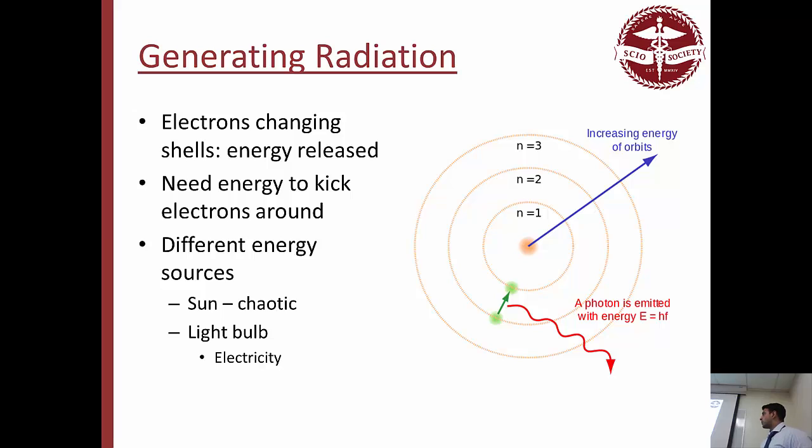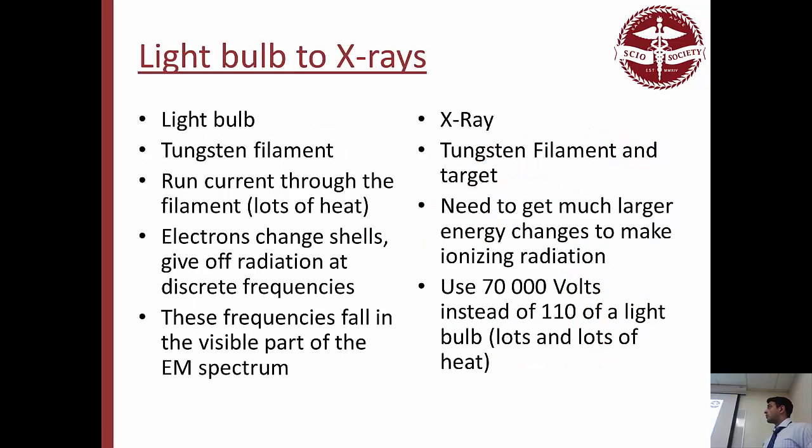Remember, all we have to do is make sure that when that energy is released, that frequency falls in the spectrum really far down here. To get that to happen, we have to put in a lot more energy. So when light bulbs work at 110 volts and make visible light for us, why not use 70,000 volts in X-rays to make our X-ray radiation?